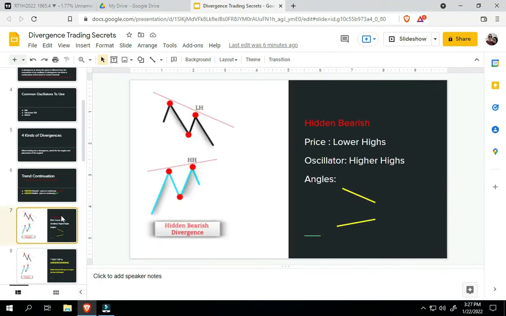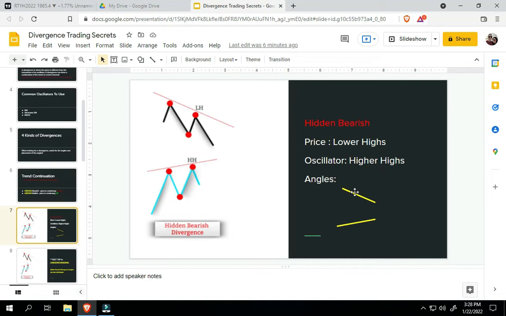So with the hidden bearish, your price will have lower highs. It means you're in a strong downtrend. Your price has lower highs. Whenever you look at your oscillator, like the RSI, your oscillator is going to have higher highs. The way we find this is by using angles. The angles will be measured from the peaks of the oscillator and the peaks of your price. The angle that will be shown will be the greater than sign, the greater than mathematical sign.